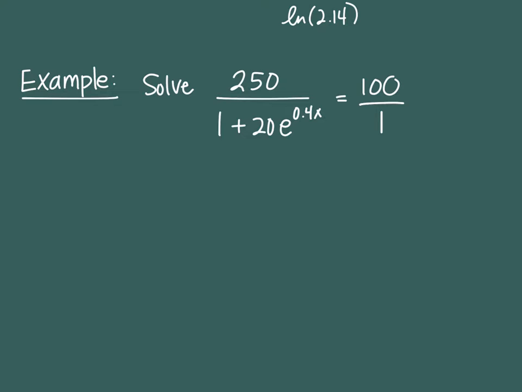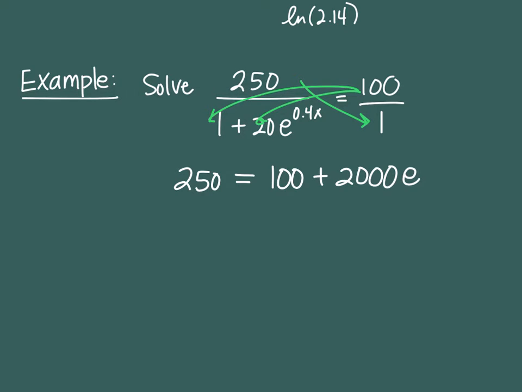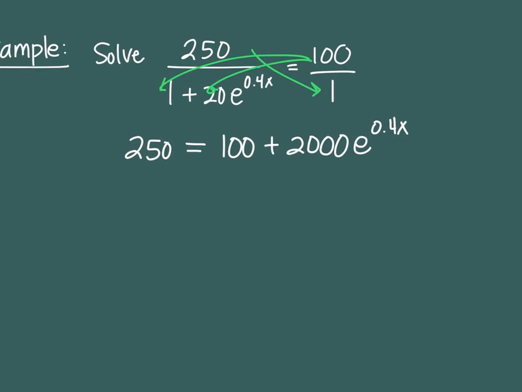What can I do? I can cross multiply. So when I cross multiply, the 250 goes to what? Okay, so that's going to give me 250. Where does the 100 go? It goes to both, it's like distributing. You've got to do it to the 1 and the 20. So 100 times 1, that's easy, and 100 times 20 is also easy, and you have e to the 0.4x. So it's really not nearly as bad as it originally looked.